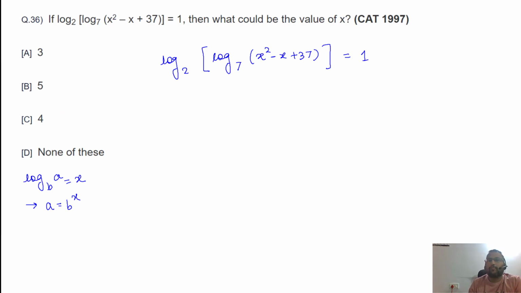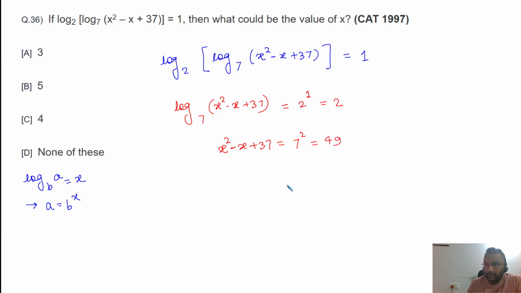So by using the same property, what can we conclude, everyone? The value of log of x square minus x plus 37 to the base 7 is equal to how much? 2 to the power 1, that is equal to 2. Wait, using the same property again, the value of x square minus x plus 37 is equal to 7 to the power 2, that is equal to 49. So let's try to solve this quadratic equation. What we will get is x square minus x minus 12 is equal to 0.